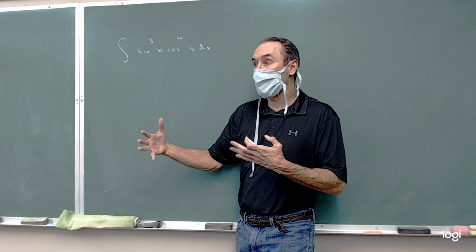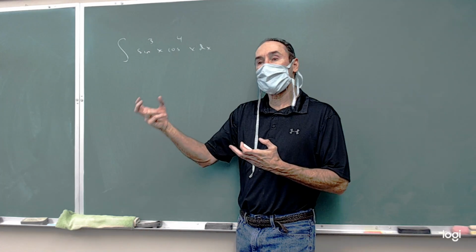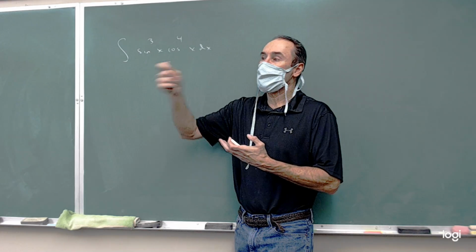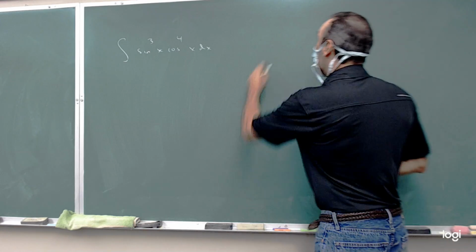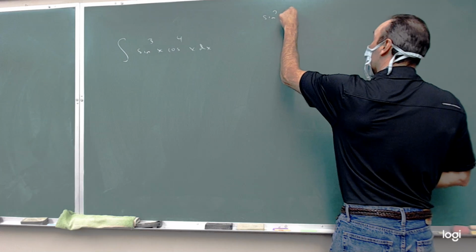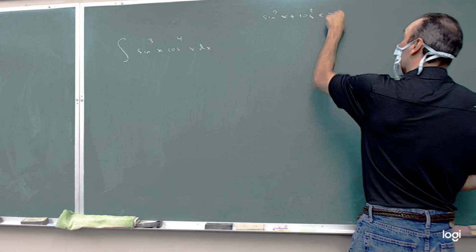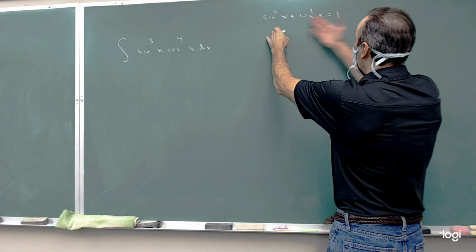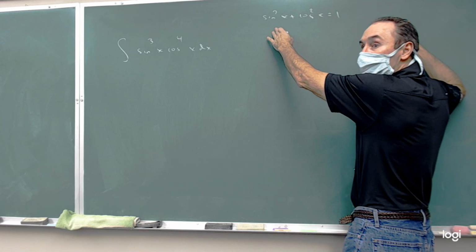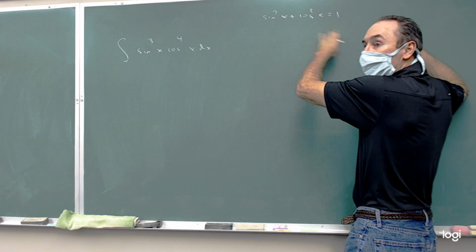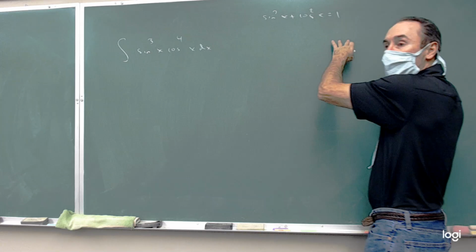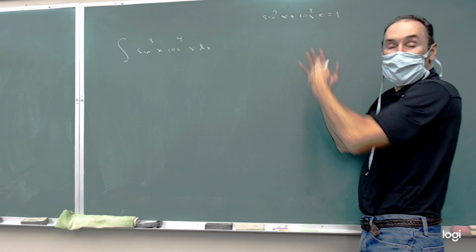Now we also know that even powers of sines or cosines can be traded in for the other, from the fact that sine squared plus cosine squared is equal to 1. So we could say sine squared is 1 minus cosine squared, so we can get rid of even powers of sines and convert them into cosines, or vice versa.